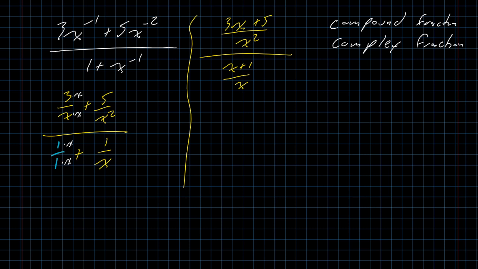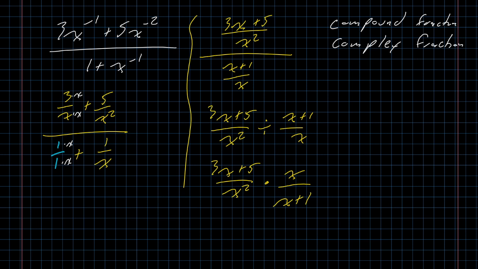It is important to find the main fraction bar because that's how we turn this from a compound fraction into something a little bit nicer. Because this is really a division problem. It is 3x plus 5 over x squared divided by x plus 1 over x, which is the same thing as 3x plus 5 over x squared times x over x plus 1. One of these factors of x is going to cancel out, and we are going to be left with 3x plus 5 over x times x plus 1.